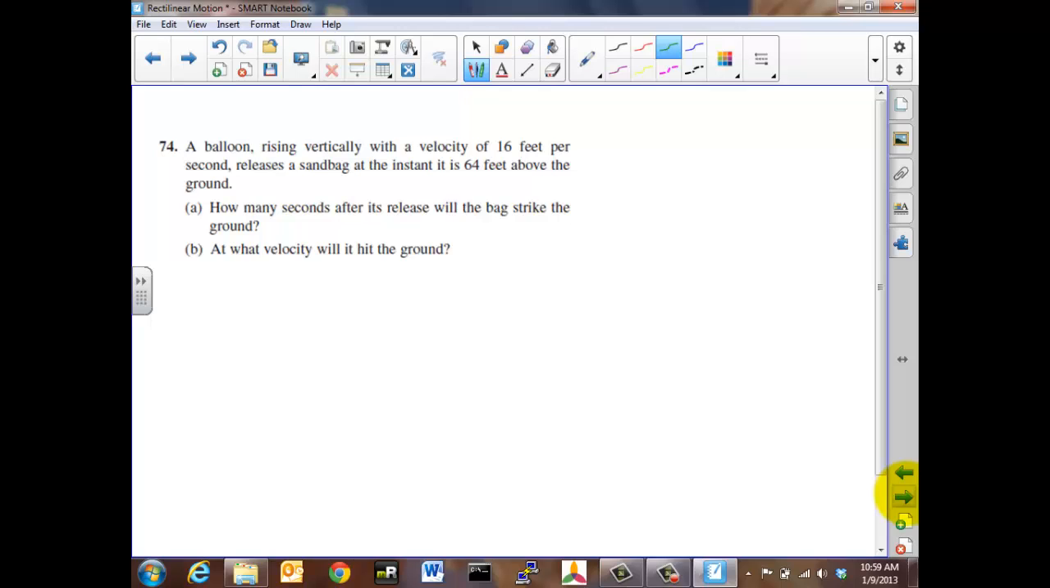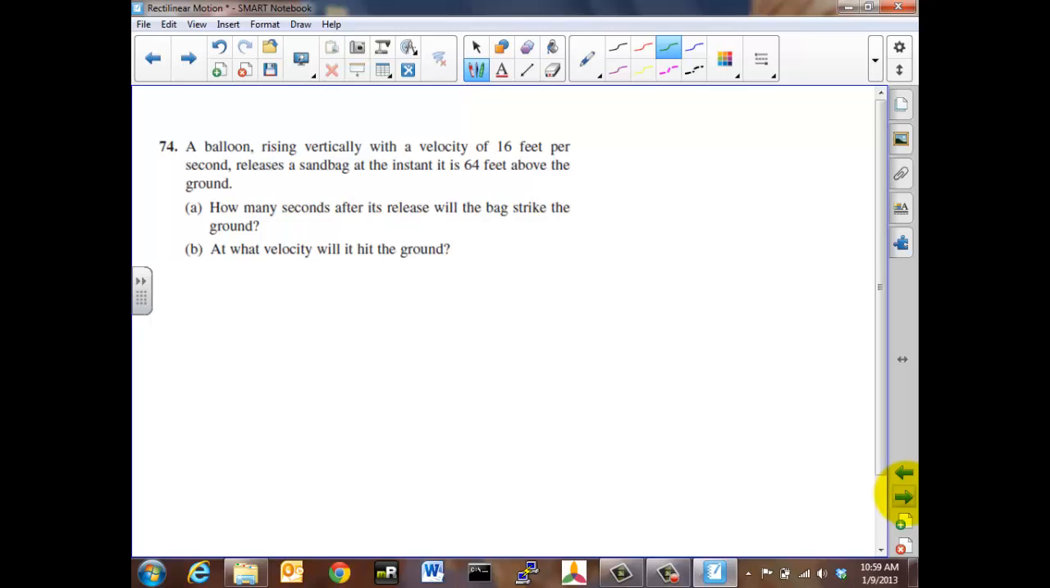All right, the final problem we're going to look at today is the one I told you about earlier that you don't remember. A balloon is rising vertically with a velocity of 16 feet per second, and releases a sandbag at the instant it is 64 feet above the ground. What's going to happen to the sandbag the moment it's released? It's going to go up.